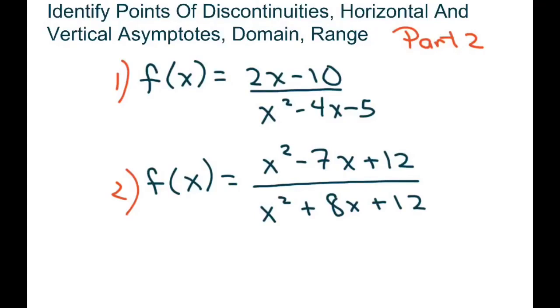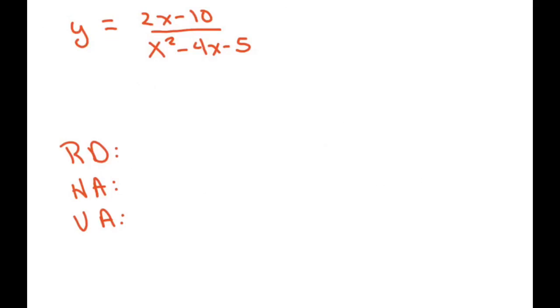Hi everyone, this is part 2. We are going to identify points of discontinuities, horizontal and vertical asymptotes, and state the domain and range. And these are the two problems we're going to do. And you have to factor these first, so we'll go ahead and continue.